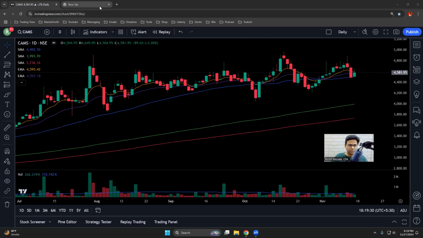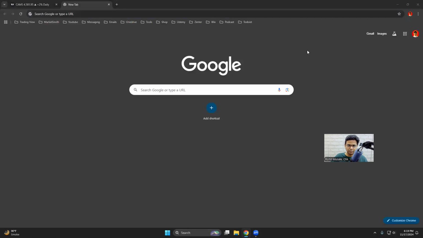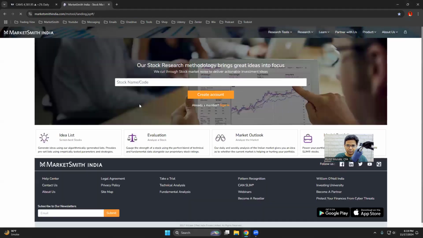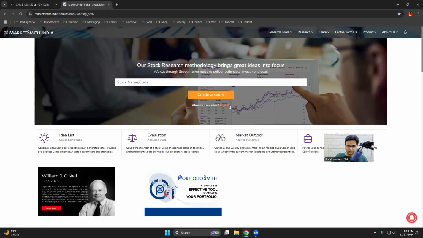So this is Computer Age Management. Let me go to MarketSmith. This is for students in India. I will also look at stocks where, if you are trading the Nasdaq market or the NYSE market, how do you look at fundamentals? Okay. So first, for the Indian students, let me go to MarketSmith. I will sign in here.